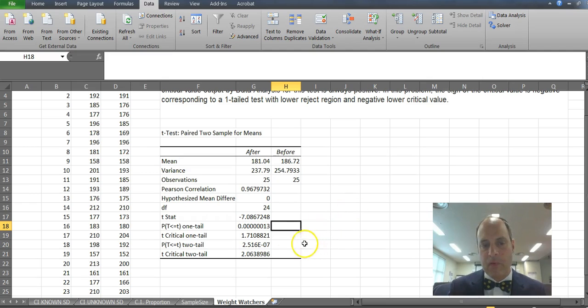So some people will tell you to compare the t-values. If one is less than the other, I always look at the probabilities.